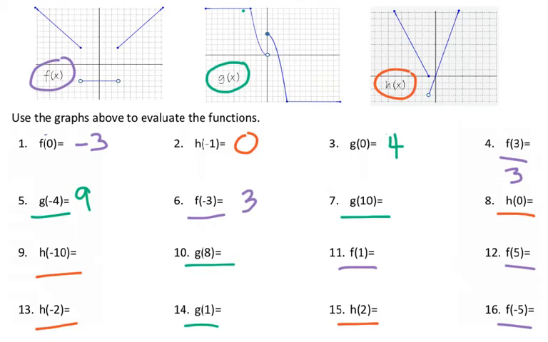For 7, I'm going to look at the g graph. When x is 10, it's all the way down here. Should be -9. We'll count just to make sure. 1, 2, 3, 4, 5, 6, 7, 8, 9. Yes, -9. For number 8, I'm looking at the h graph. 0. For number 9, looking at the h graph again. So -10. Oh, goodness. 1, 2, 3, 4, 5, 6, 7, 8, 9, 10. So I would be somewhere over here.